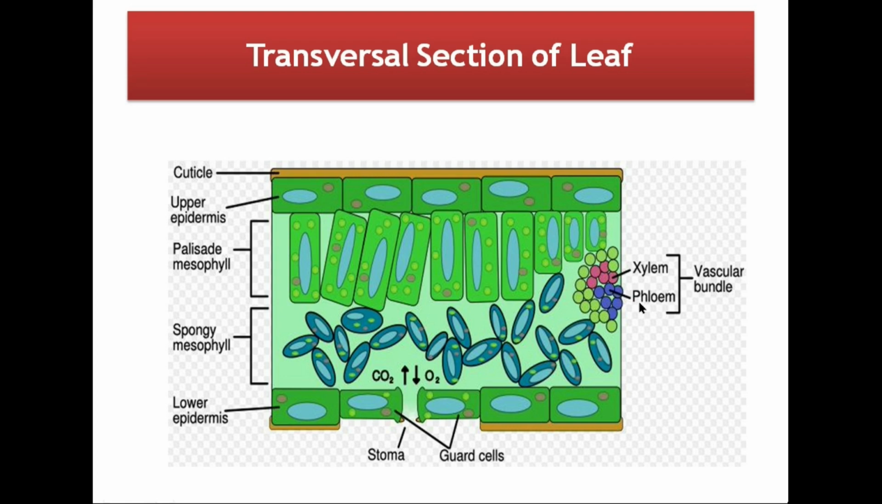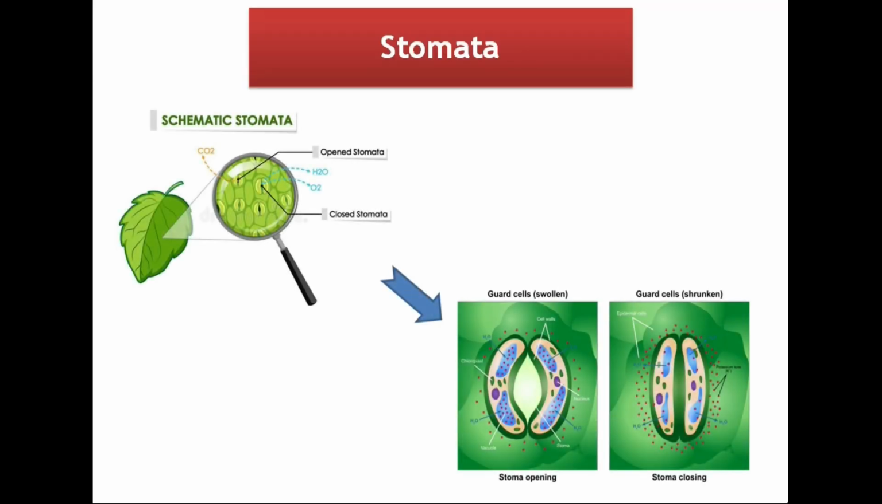And let us discuss the stomata. This is the structure of a stoma, and generally the stomata are present in large numbers in the lower epidermis. The tiny openings which are present in the lower epidermis are called stomata, and the opening of the stomata is called the stoma. Each stoma is covered by kidney-shaped cells, which we call guard cells, and each guard cell contains a nucleus, a vacuole and many chloroplasts.